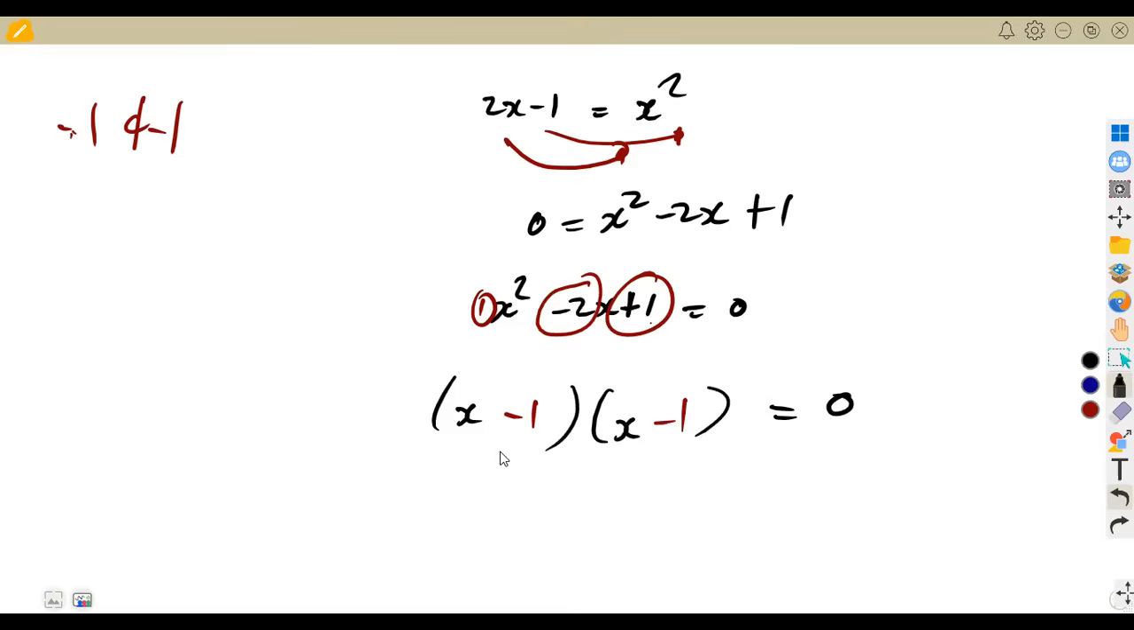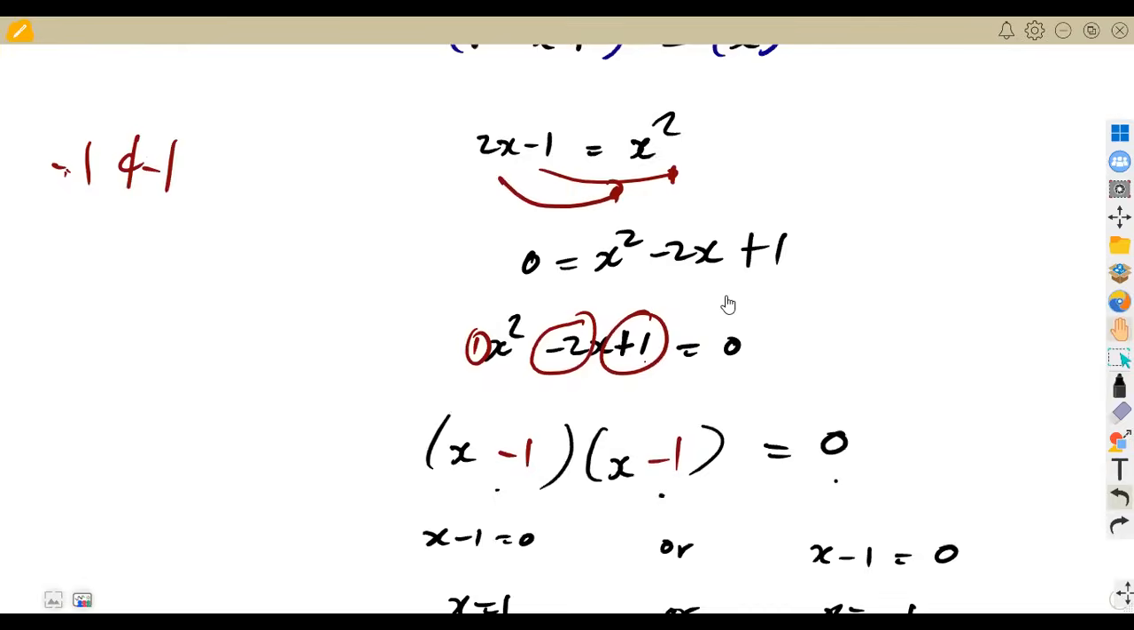From the 0 concept, it follows that each bracket must be equal to 0. So it's either x minus 1 must be equal to 0, or the other bracket of x minus 1 must be equal to 0. That means we are going to have x is equal to 1 in this case. Here we have x is equal to 1, or here we also have x is equal to 1. So x is equal to 1 is the solution here, because we are obtaining the same answer throughout.